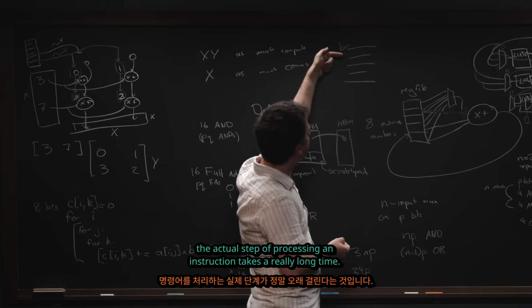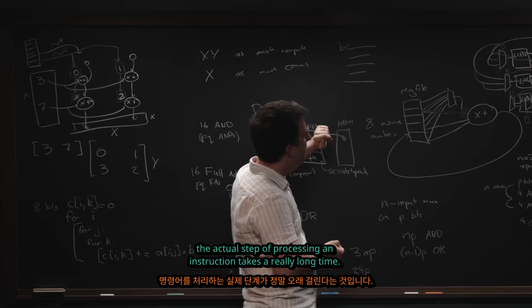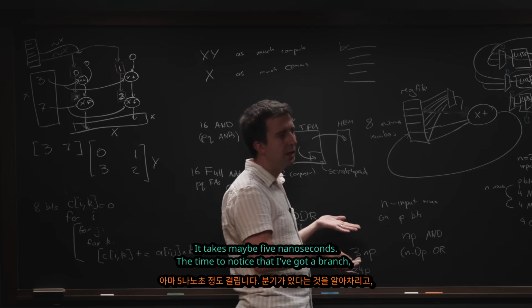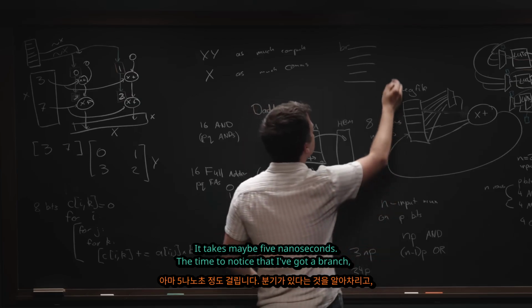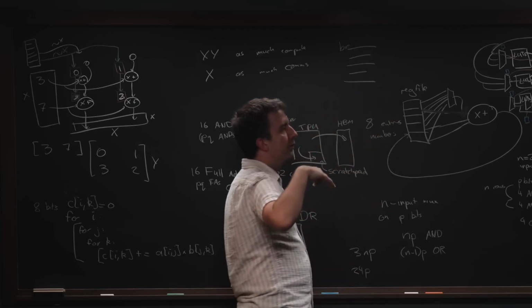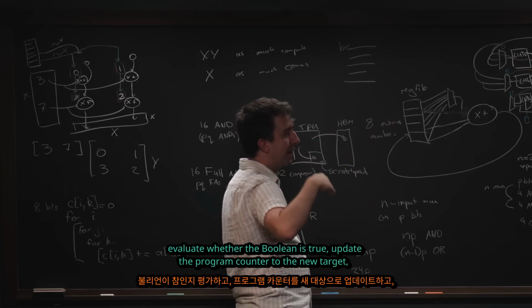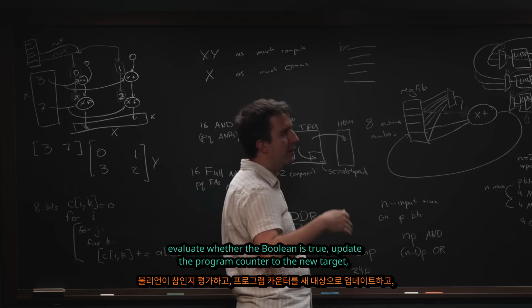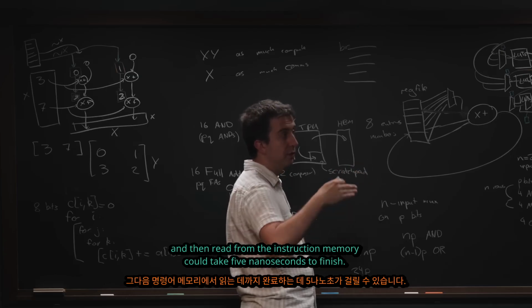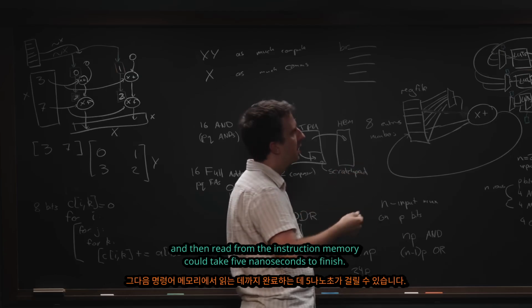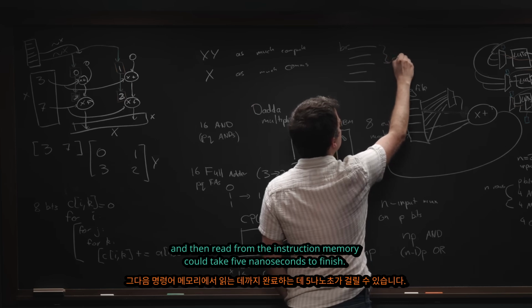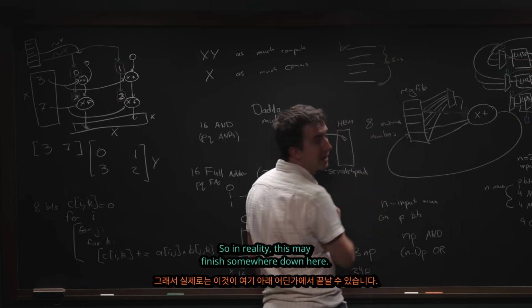the actual processing step of processing an instruction takes a really long amount of time. It takes maybe 5 nanoseconds or something like that. So the time to actually notice that I've got a branch, then evaluate the Boolean, whether it's true, then update the program counter to the new target, and then read from the instruction memory for that, could actually take 5 nanoseconds to finish. And so in reality, this may finish somewhere down here.